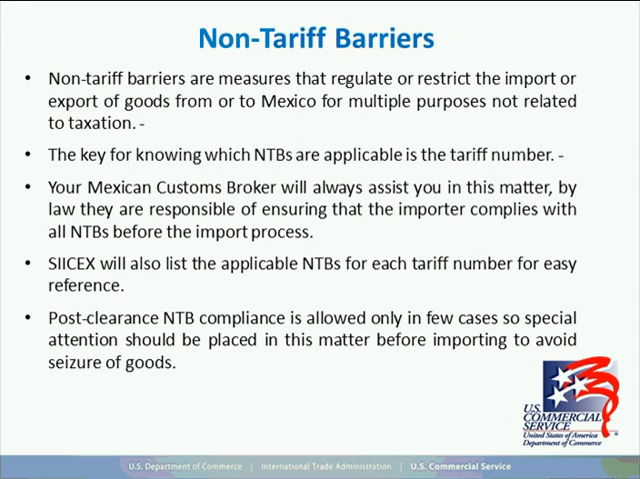Well, this is now very limited, and only a few cases which only involve labeling or certain non-tariff barriers that do not involve animal, plant, or human health or security reasons or ecological reasons are allowed to be complied with post-clearance. So this basically means that if you omit a certain non-tariff barrier, your goods will be seized and you would lose them because you would not have the opportunity to comply post-clearance. The next slide.